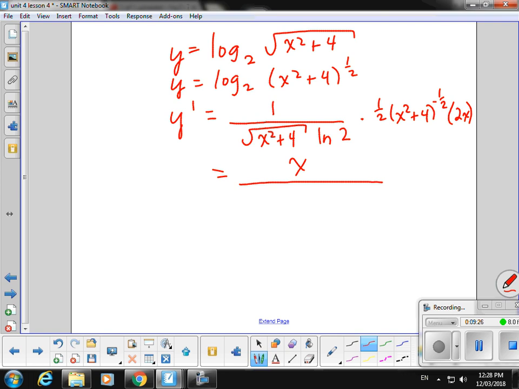The x squared plus 4 to the negative 1/2 also goes to the bottom, so I have the square root of x squared plus 4, ln 2.